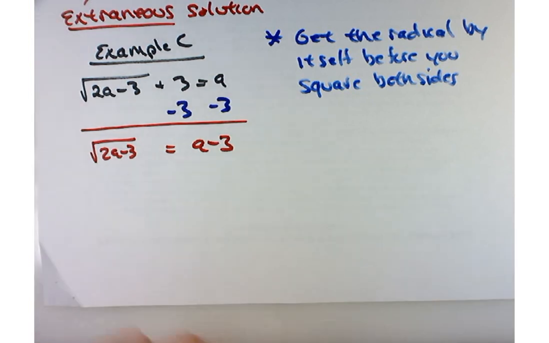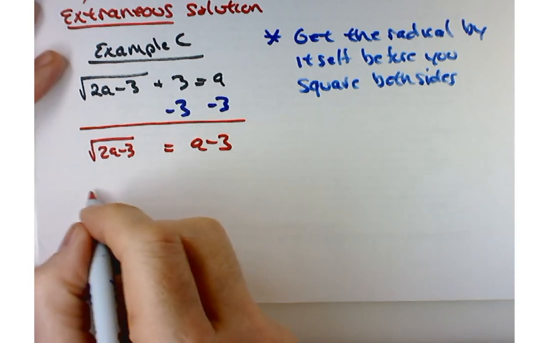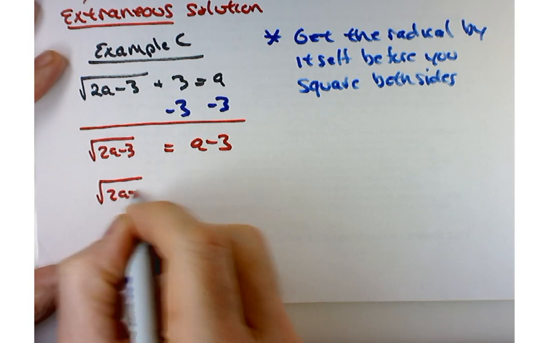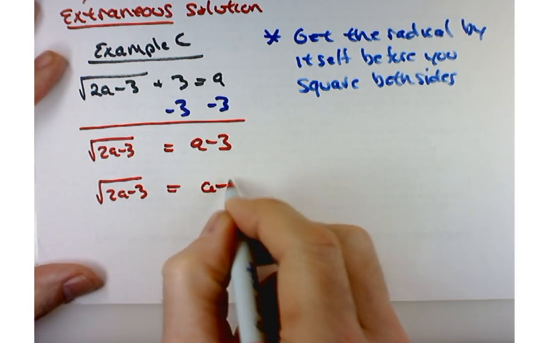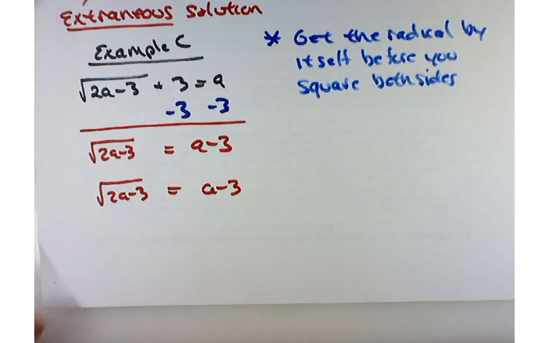So how could I get that a outside of that radical? Square root it. Almost, not square root, but square it. Yeah, square it. So we want to square both sides. So we've got the square root of 2a minus 3 equals a minus 3, and you're going to square both sides.